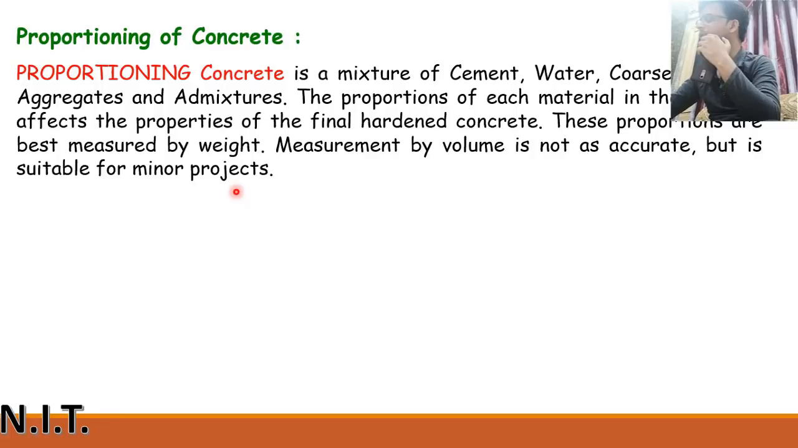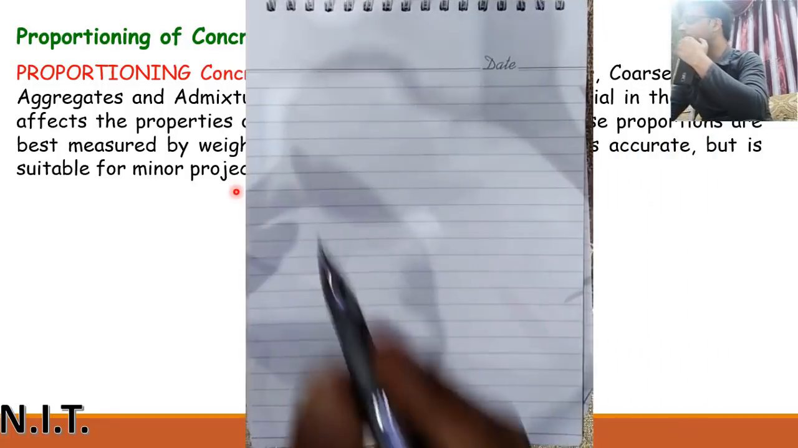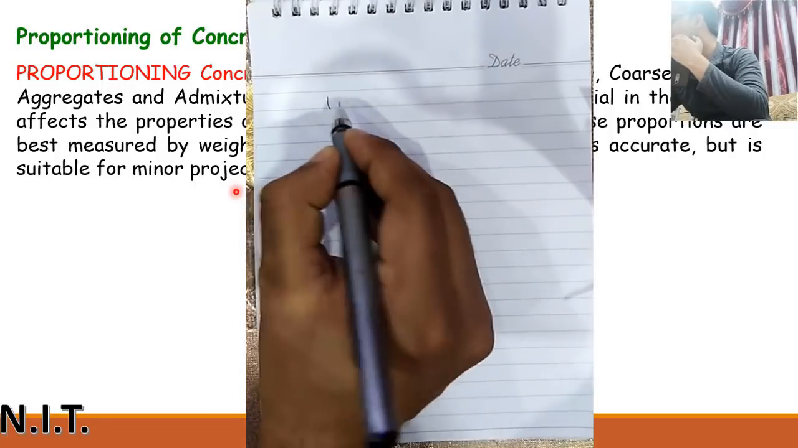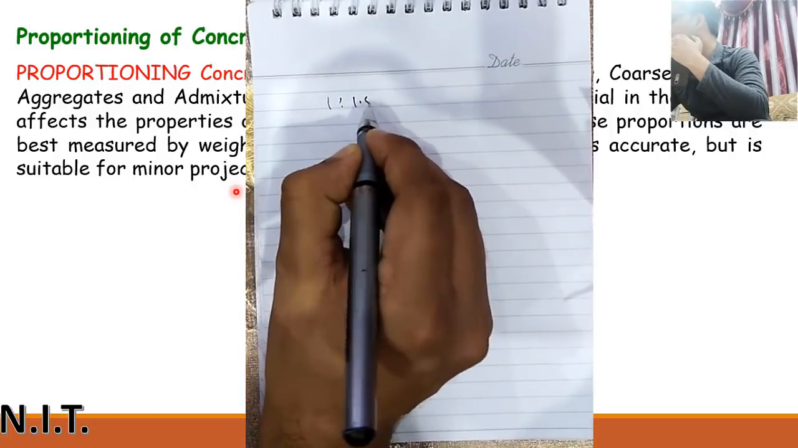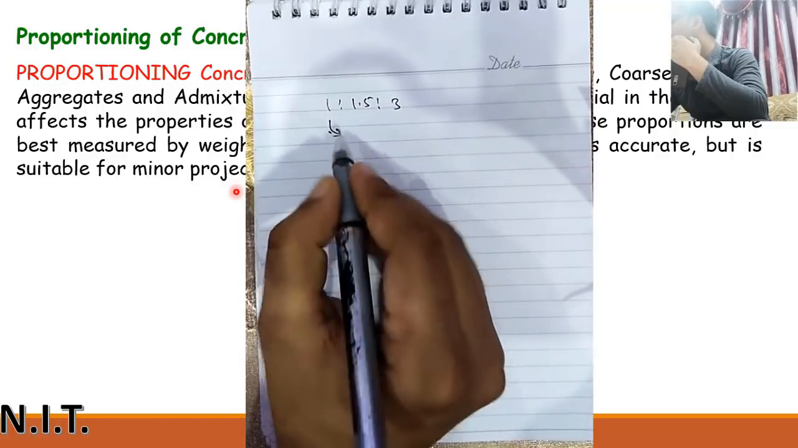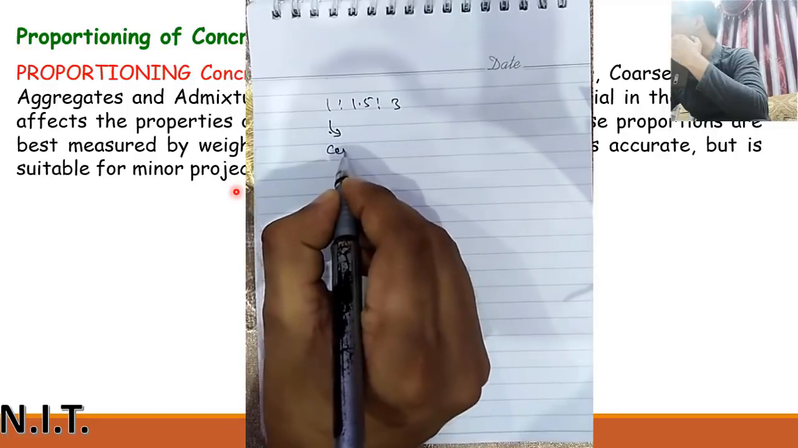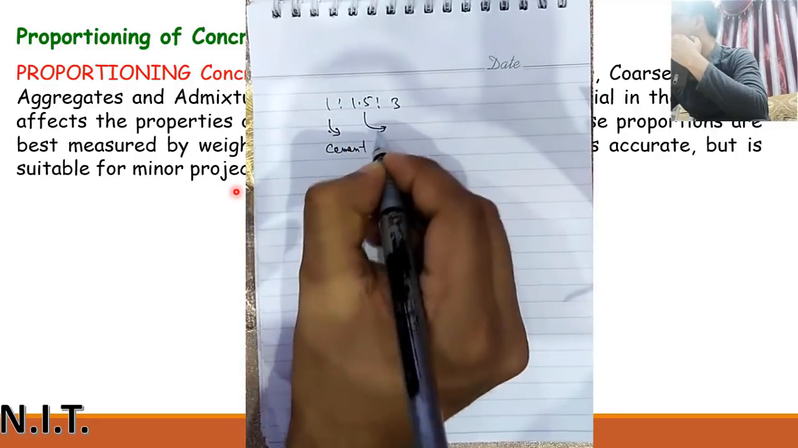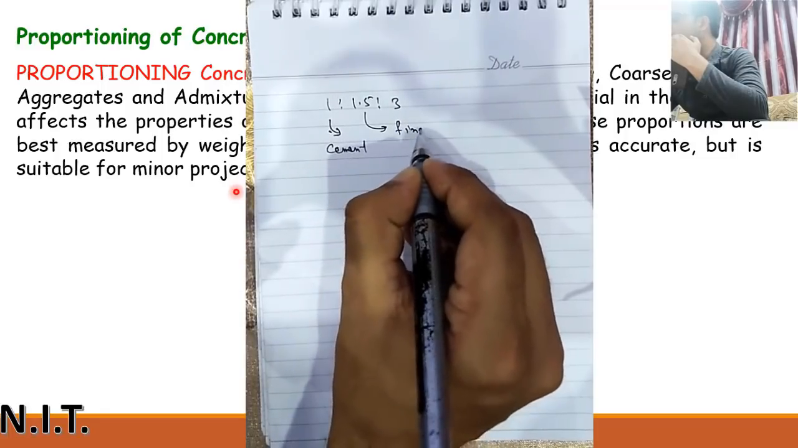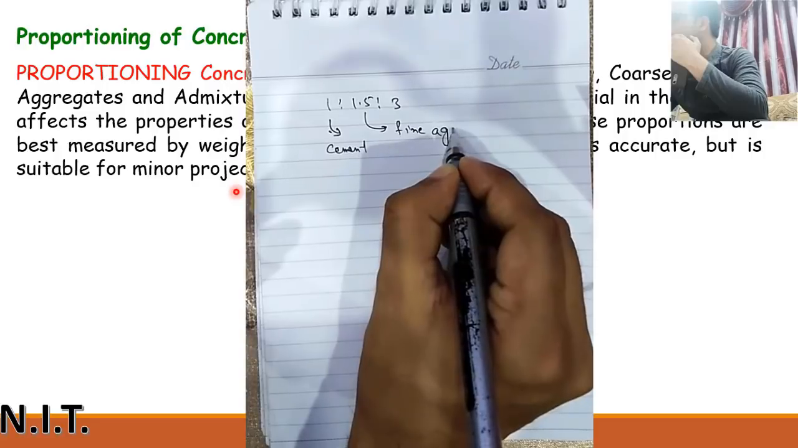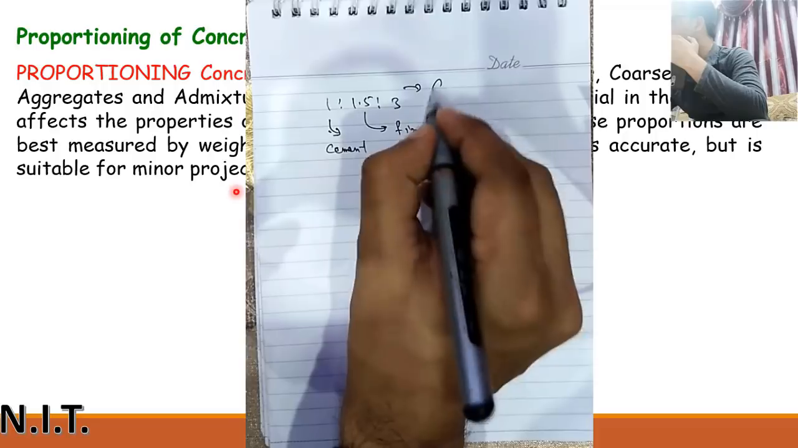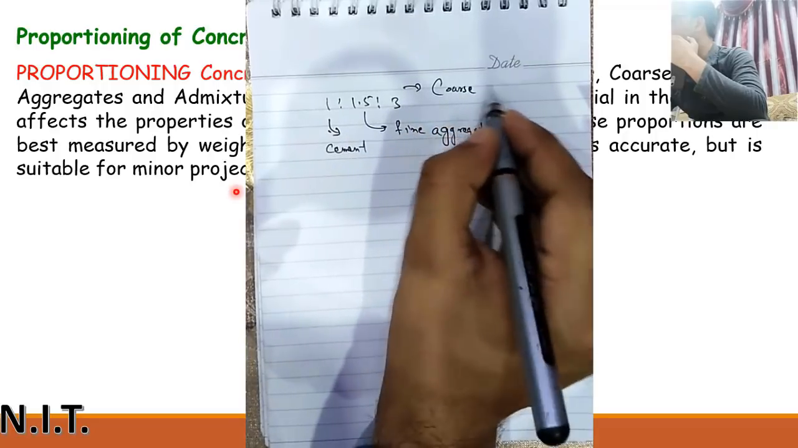Do you know the mix design ratios? Let me show you. For example, for beam and column, we usually use 1, 1.5, 3. What is this one? It is cement. This is 1.5, fine aggregate. What is this? Coarse aggregate.